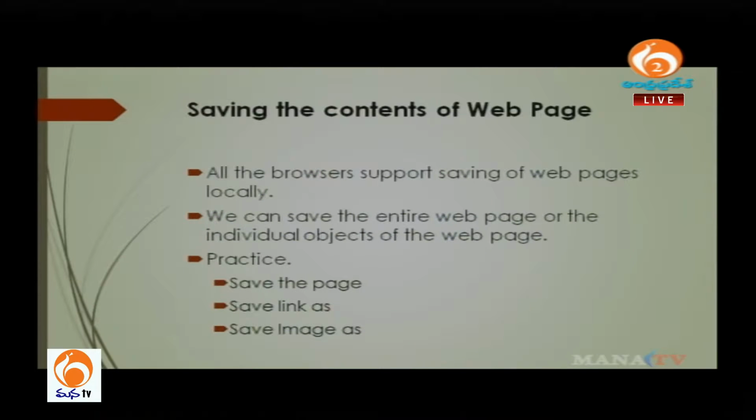Next, how we can save the contents of a web page. In a web page we have seen there will be a lot of information. All the browsers support saving of web pages locally. We can save the entire web page or the individual objects of the web page. We will see in practice how we save the web page, how to save a particular link, and how to save an image. Okay. So, what is meant by web page content?